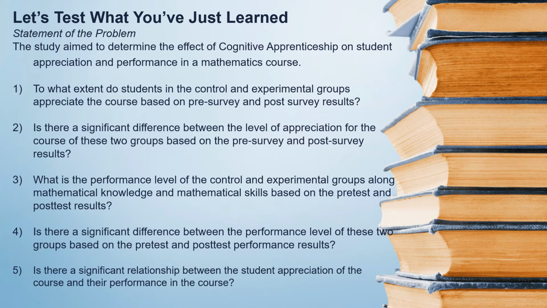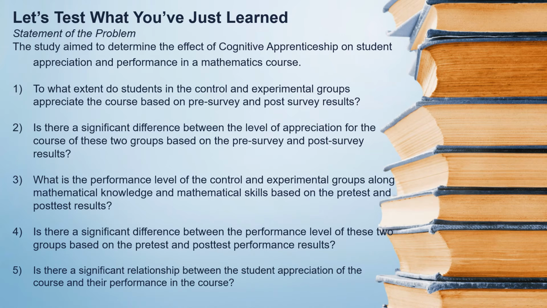Let's test what you've just learned. Suppose that a researcher would like to determine the effectiveness of cognitive apprenticeship as a learning method in terms of student appreciation and performance. He may ask the following questions. Number 1. To what extent do students in the control and experimental groups appreciate the course based on the pre-survey and post-survey results? Number 2. Is there a significant difference between the level of appreciation for the course of these two groups based on the pre-survey and post-survey results? Number 3.